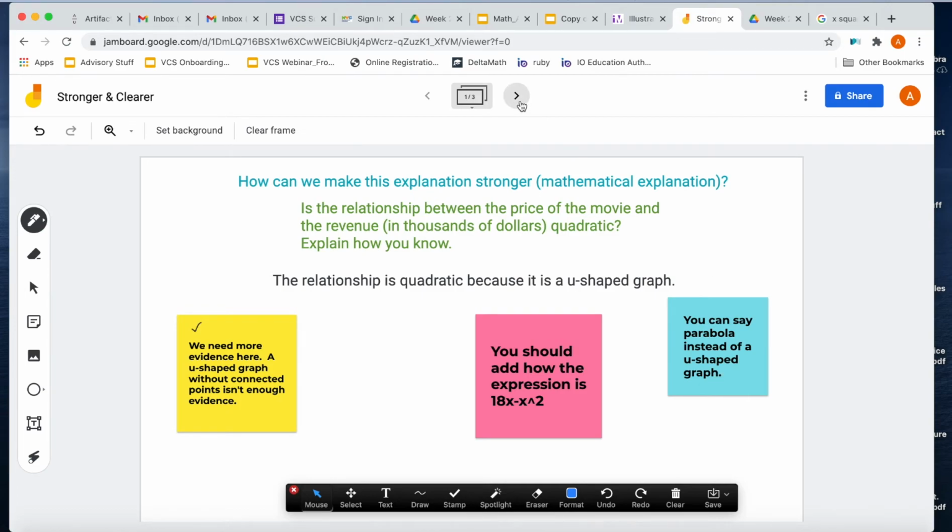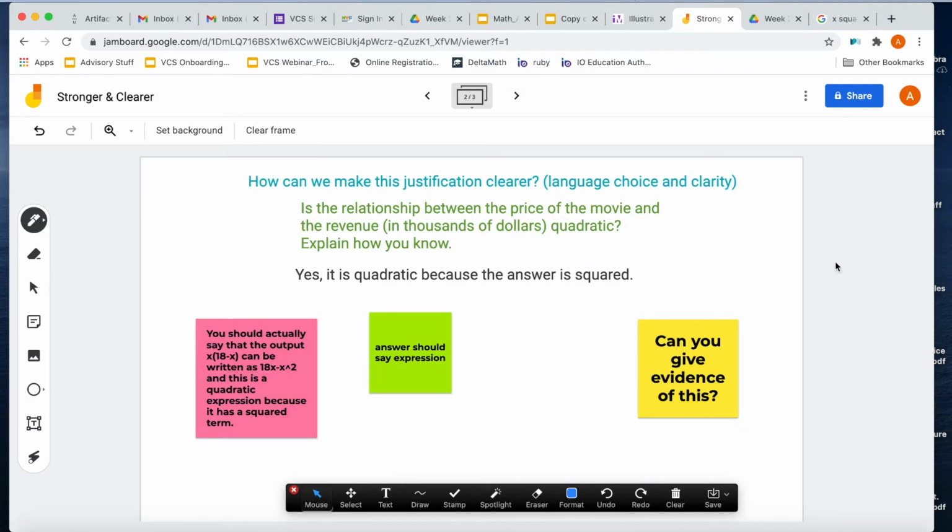Okay, and so then we might give an example that needs to be made stronger. Yes, it is quadratic because the answer is squared. Made clearer. How can we make this justification clearer? Well, they use the word answer. We should want to use expression. There's mathematical language. This person is saying, can you give evidence of this, right? A way to make it stronger. You should actually say that the output x times 18 minus x can be written as 18x minus x squared, and this is a quadratic expression because it has a squared term, right? So this person is saying, okay, bring in the evidence, use this mathematical language, and justify.